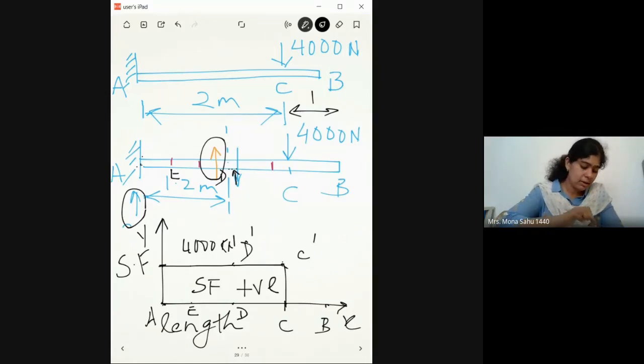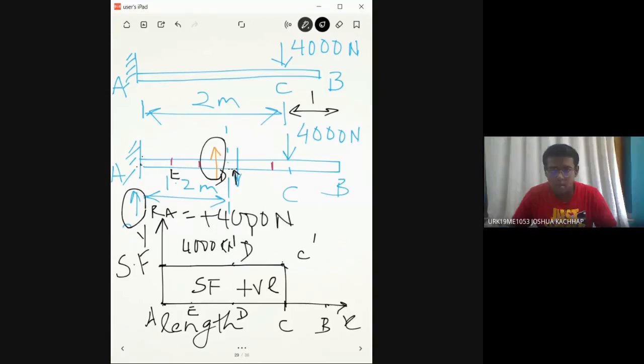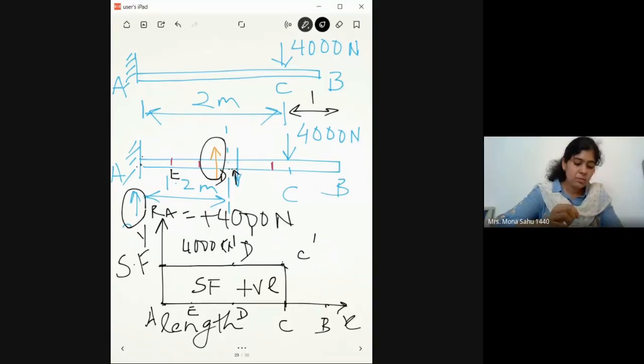So RA here will be equal to positive 4,000. Correct? Yes, ma'am. So this is going to be actually negative. Actually the diagram should come like this. All right, never mind. I will explain exactly how we're going to take a proper problem and explain. I'll explain everything in the next class.